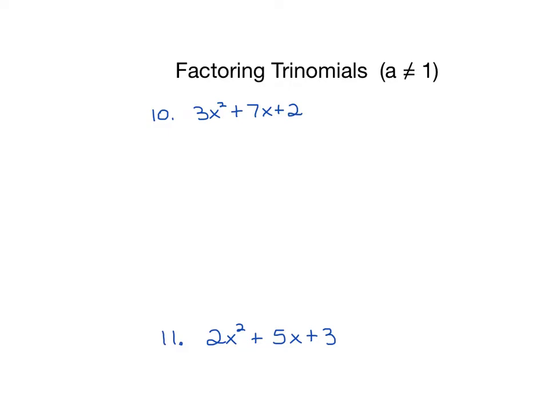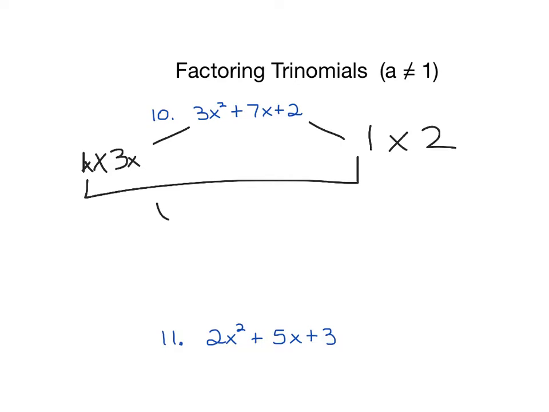Now, some of these small ones are easy if you wanted to do the guess and test. And when you do guess and test, what you're doing is listing all the factors of the first term, all the factors of the last term, and then this is actually a 1x and a 3x, and then you have to find out what combination, taking this one with this one, and this one with this one, until you can get a 7 in the middle.